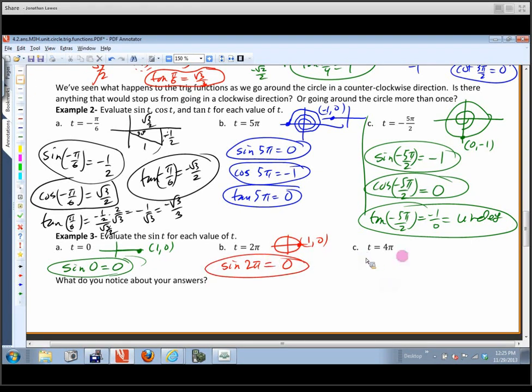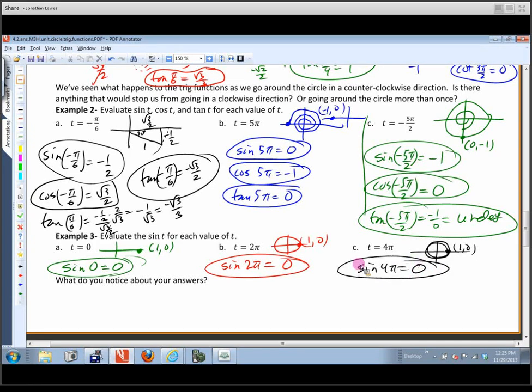And then 4 pi. So let's see, in a counterclockwise direction, positive direction, around once, around again, and I arrive at this point again, which is 1, 0, and I want the sine of 4 pi. So the sine of 4 pi, again, whatever the angle is that we're plugging into the trig function, in this case, it's going to be 4 pi into the sine function. That's going to be the y coordinate, so that's going to end up just being 0.